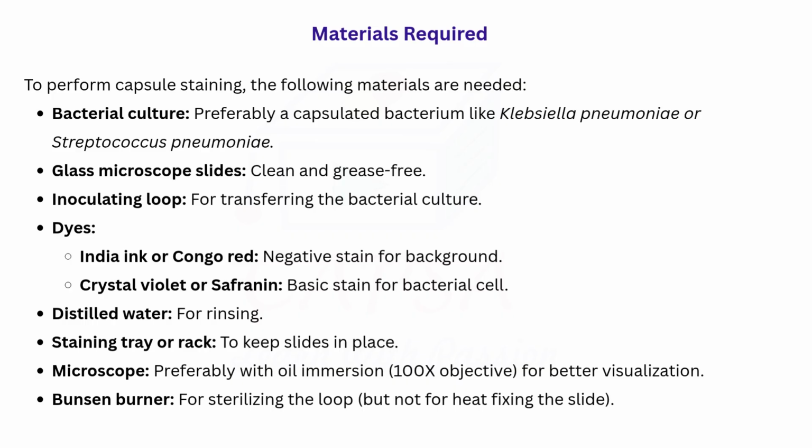Before performing capsule staining, it's important to gather all the required materials. You will need a bacterial culture that produces a capsule. Klebsiella pneumoniae is a common choice. Then you will need clean glass slides, an inoculating loop, and two types of stains, an acidic stain like India ink and a basic stain like crystal violet or safranin. You will also need distilled water for rinsing, a staining tray, and a good quality microscope with oil immersion capability.